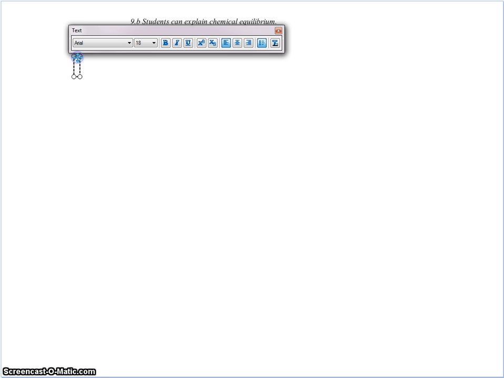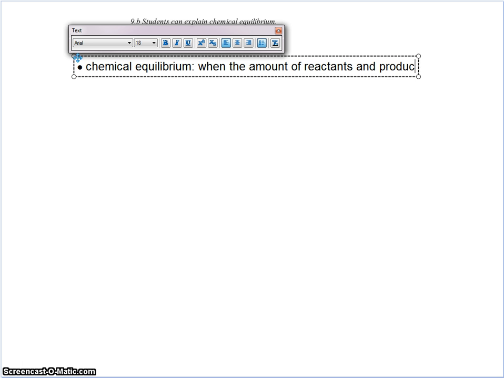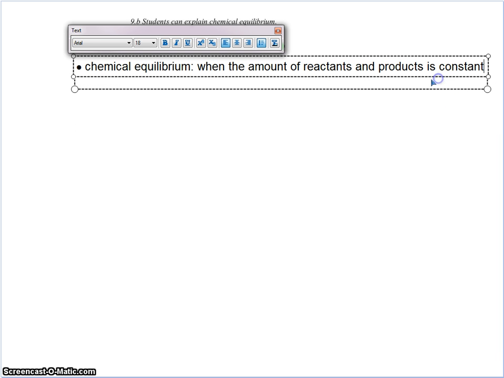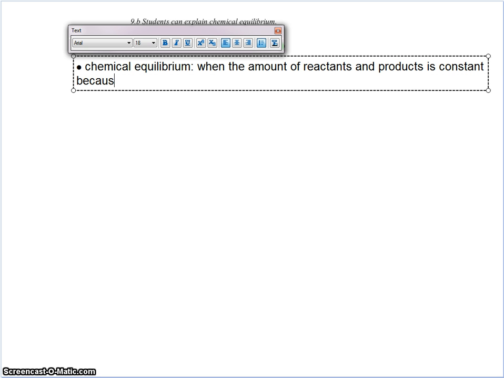And students can explain chemical equilibrium. Okay, well, what's our definition? Chemical equilibrium: when the amount of reactants and products is constant. Constant, not equal. That's a big difference. I'll have to explain that again later. It is constant because the rates of forward and reverse reactions are equal.